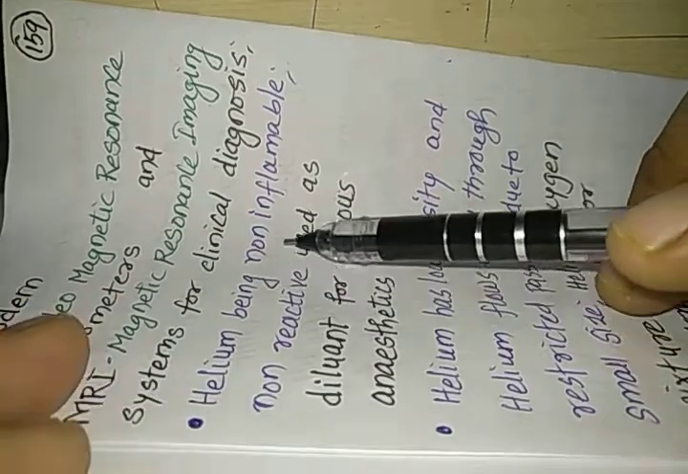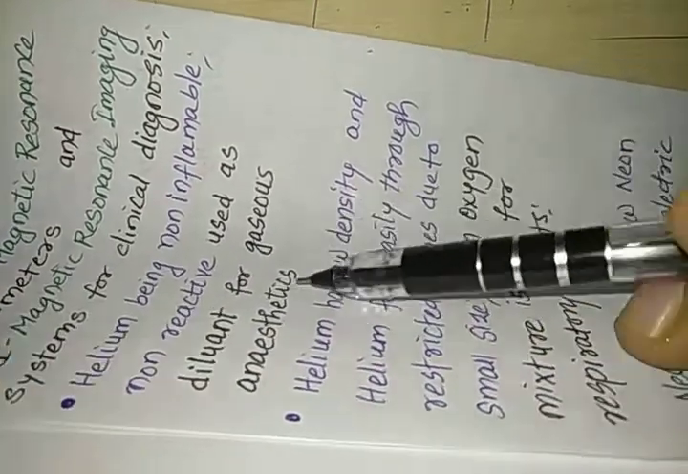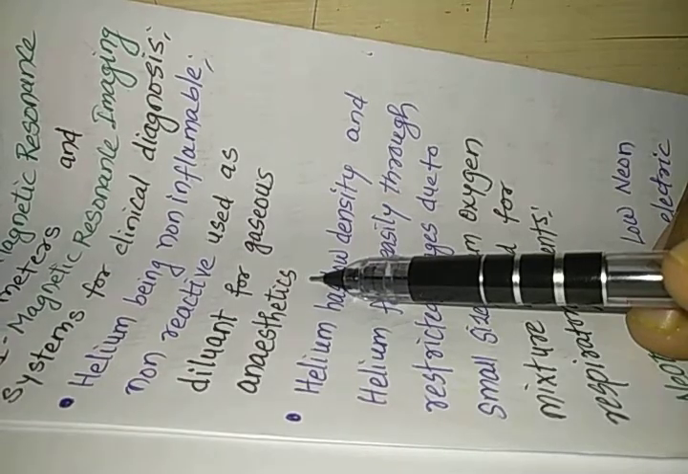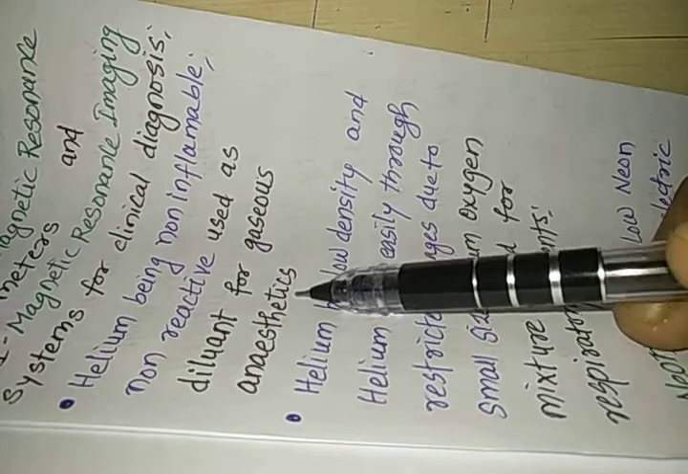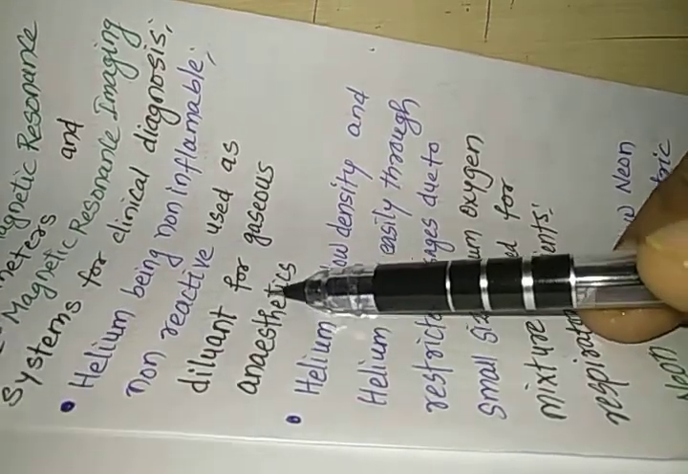Helium, being non-inflammable and non-reactive, is used as a diluent for gaseous anesthetics. Anesthesia is the process of making a person unconscious so that the person can be operated on. So along with the other gases, helium is also added into the anesthetic gases.